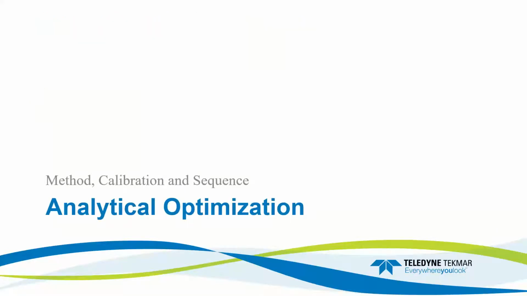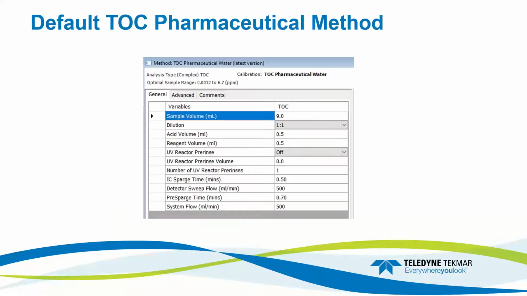So we're going to talk a little bit more now about analytical optimization. Now we know the Fusion system can do cleans, and how we get our reagent blanks and what they should be. We're going to talk a little bit more about analytical optimization. On the screen here is the default TOC pharmaceutical method. The Fusion comes with many pre-programmable methods. The default TOC pharmaceutical method is a great starting point for beginning optimization.